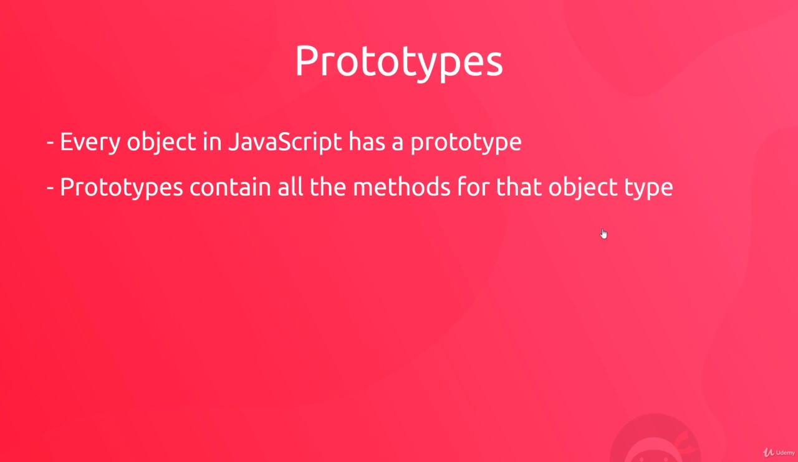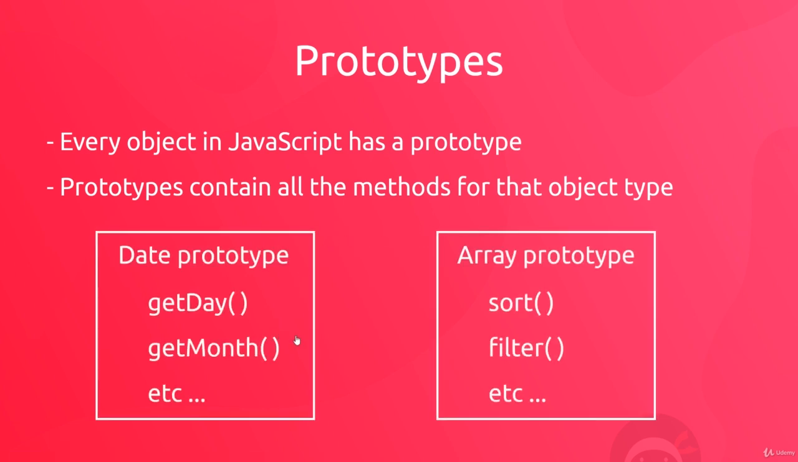Now, those prototypes for all of those different kinds of objects are like tool belts for those objects. They contain all of the methods that those types of objects can access. For example, a date prototype contains methods like getDay, getMonth, getDate, and many more. All the methods available to a date object, they're all stored on the date prototype. The array prototype contains all the array methods: sort, reverse, map, filter, etc.